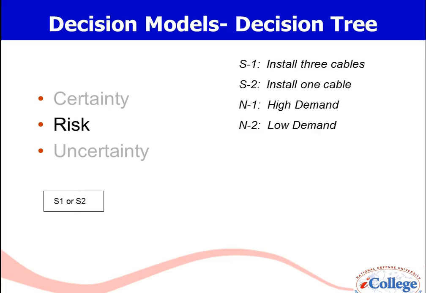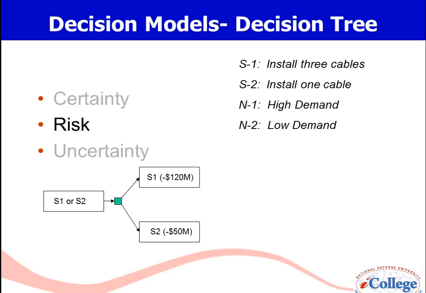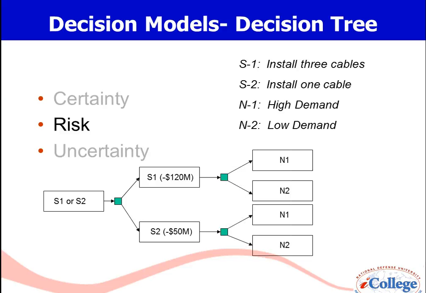So, this is my decision tree. My first choice is S1 or S2, 3 cables or 1 cable. If I install 3 cables, it will cost me $121 million. If I install 1 cable, I'll invest $50 million. Given either choice, and the fact that the states of nature are independent of my choice, either high demand or low demand will exist.